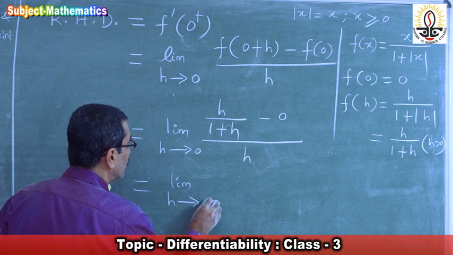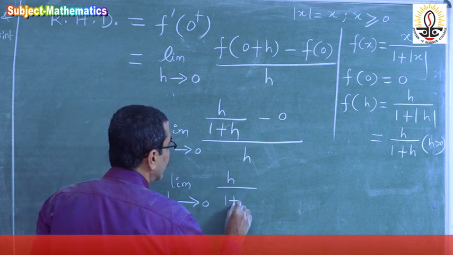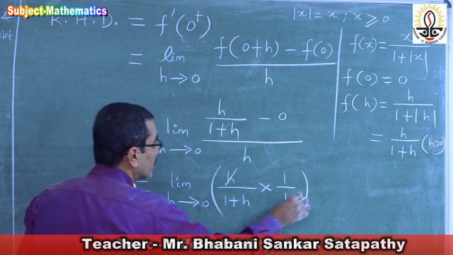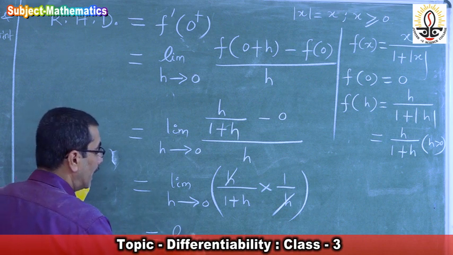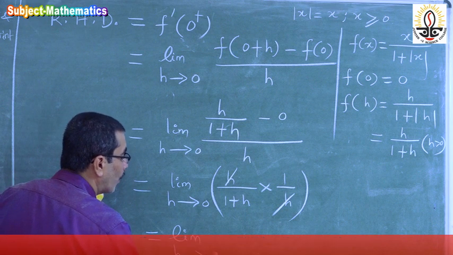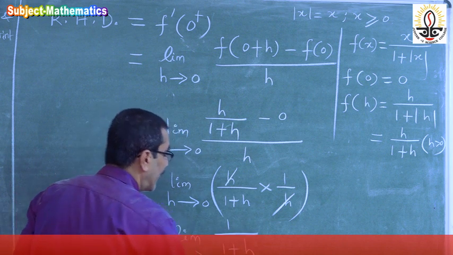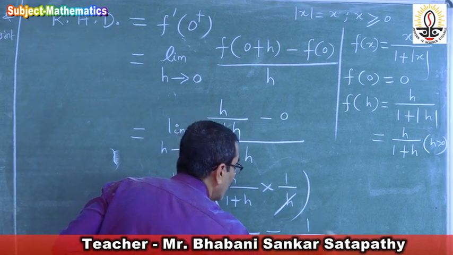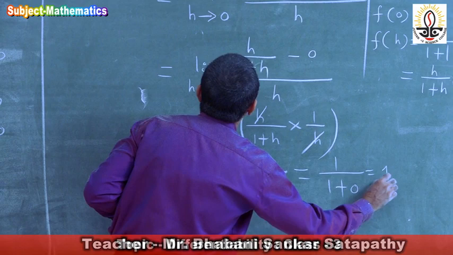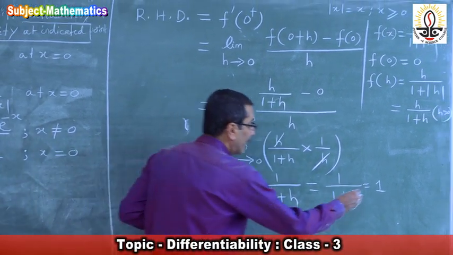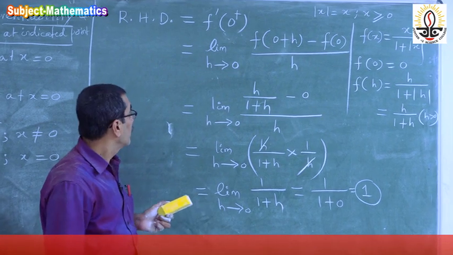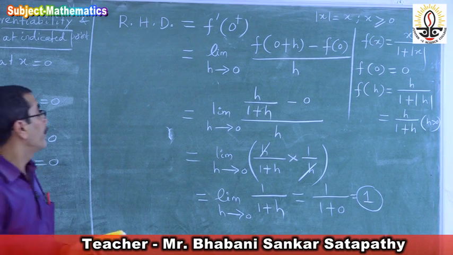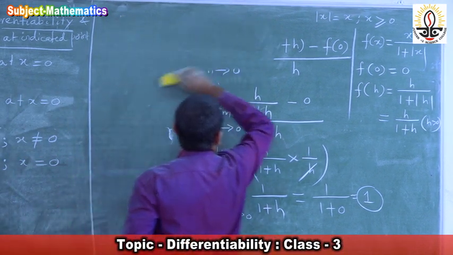Now see, what is the value? Limit h approaches to 0 of h by 1 plus h into 1 by h. Now h cancels with h, so this is equal to limit h approaches to 0 of 1 divided by 1 plus h. So what is this limit? 1 by 1 plus 0 is equal to 1. So again we get 1. The right hand derivative is equal to 1. What was the left hand derivative? The left hand derivative is also equal to 1.